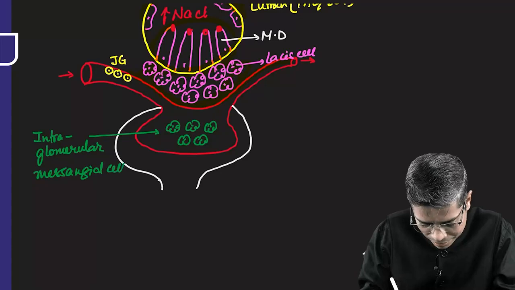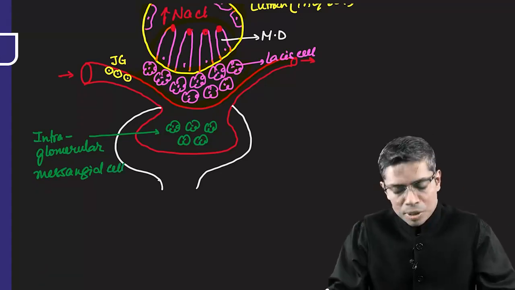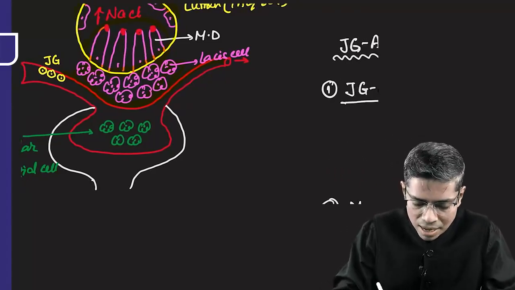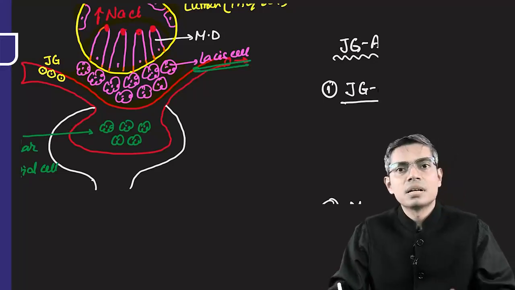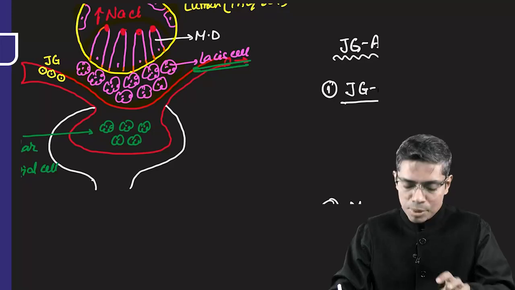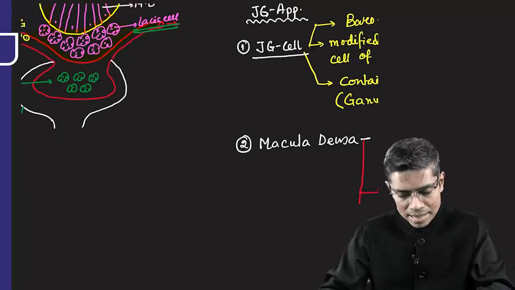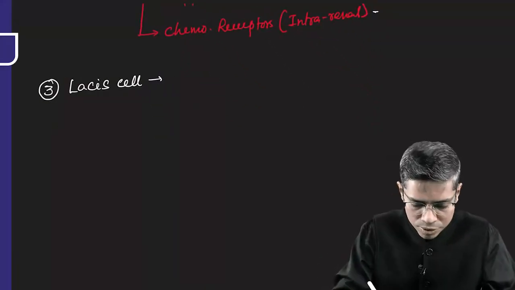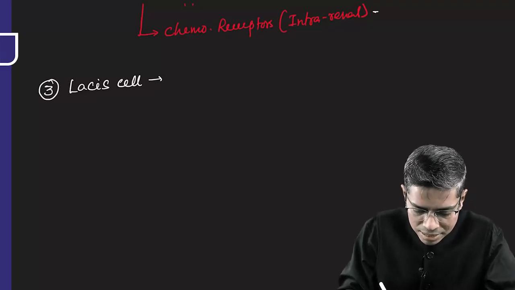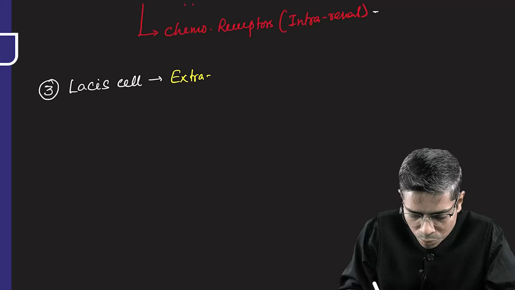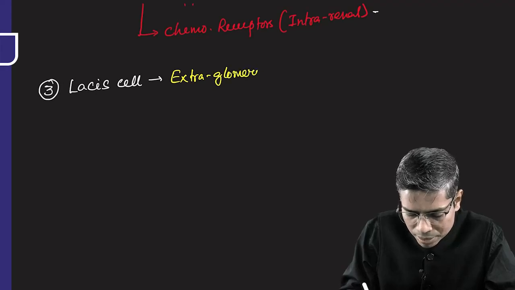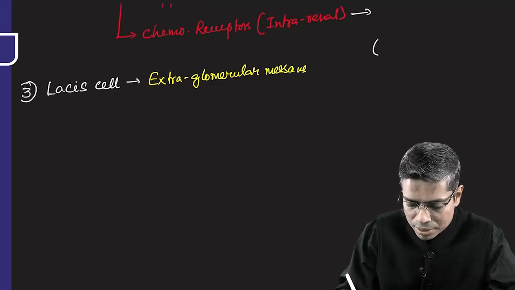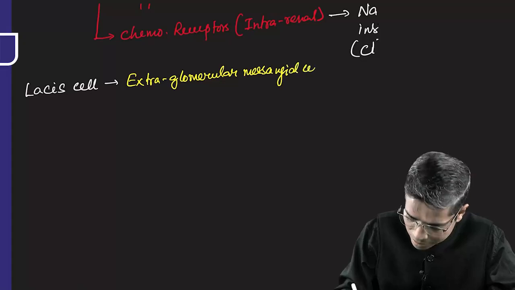To differentiate from these intraglomerular mesangial cells, the mesangial cells which are nothing but the Lacis cells are known as extraglomerular mesangial cells, because they are located outside the glomerular capillary. That's why the common description given about the Lacis cell in books is that it is nothing but extraglomerular mesangial cells. Okay, this is extraglomerular mesangial cells, right?